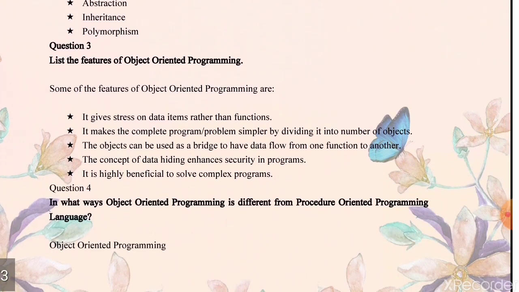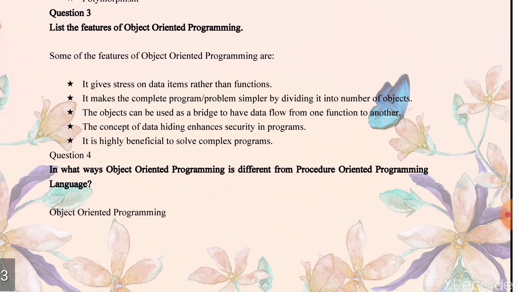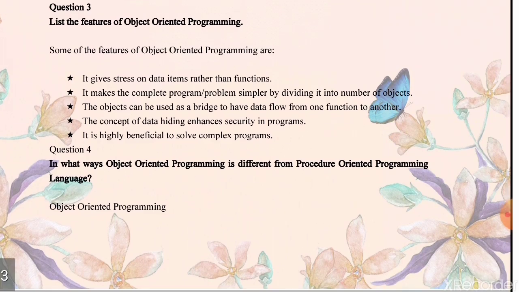Next is, list the features of object oriented programming. Some of the features are: it gives stress on data items rather than function. This you have read already in the above answer. It makes the complete program problem simpler by dividing it into a number of objects. If there is a large program, we can divide it into small codes, that is called objects. The objects can be used as a bridge to have data flow from one function to another.